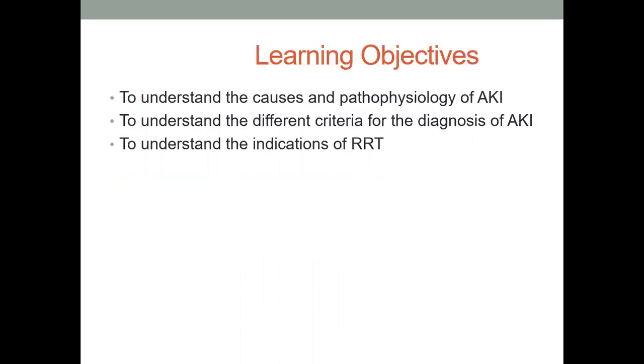All right, our learning objectives: we want to understand the causes and pathophysiology of acute kidney injury. We want to understand the different criteria for the diagnosis of acute kidney injury. We want to understand the indications of renal replacement therapy and the different modalities of achieving renal replacement therapy. Then we'll look at some publications about some of the medications used in management of acute kidney injury.